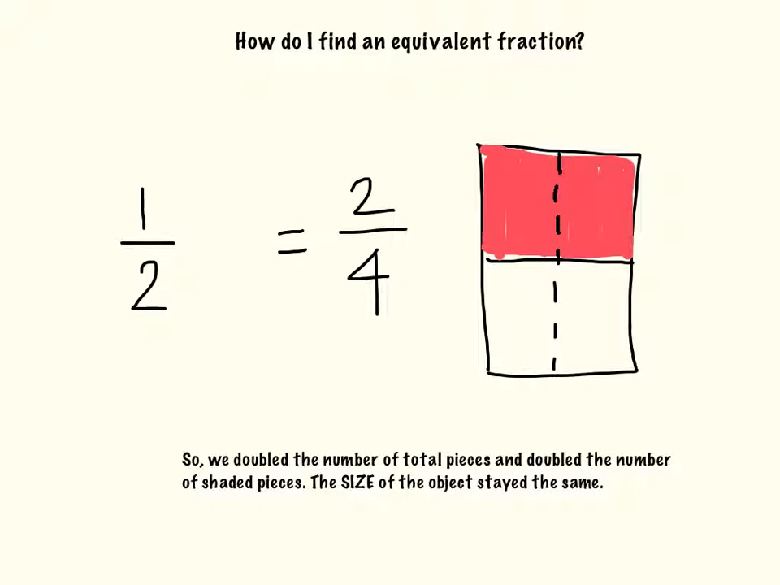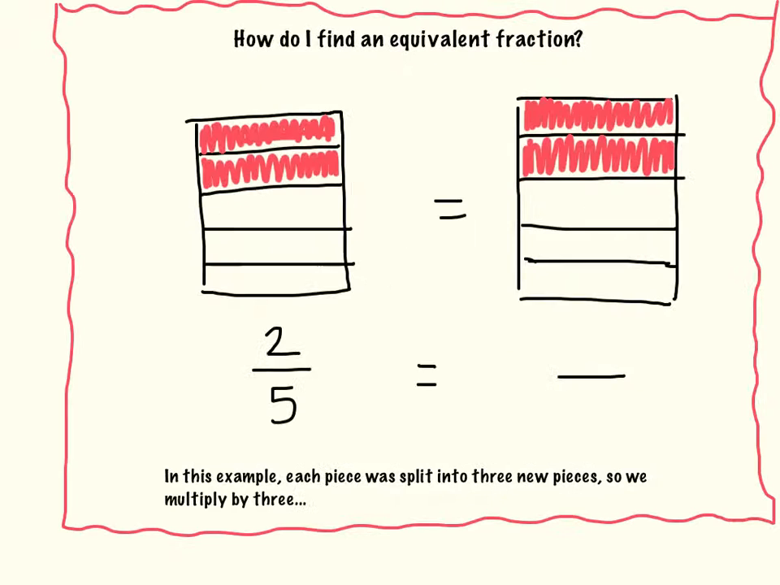So what we did here is we doubled the total number of pieces and we doubled the number of shaded pieces. The size of the object actually stayed the same. So we took the 1 and we doubled that, and we also took the 2 pieces that we started with and we doubled those, so we end up with 4 total pieces. 2 of them are shaded and 4 is the total number.